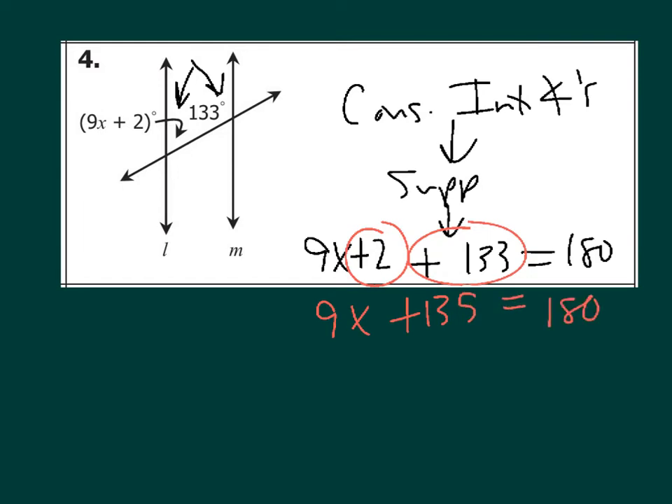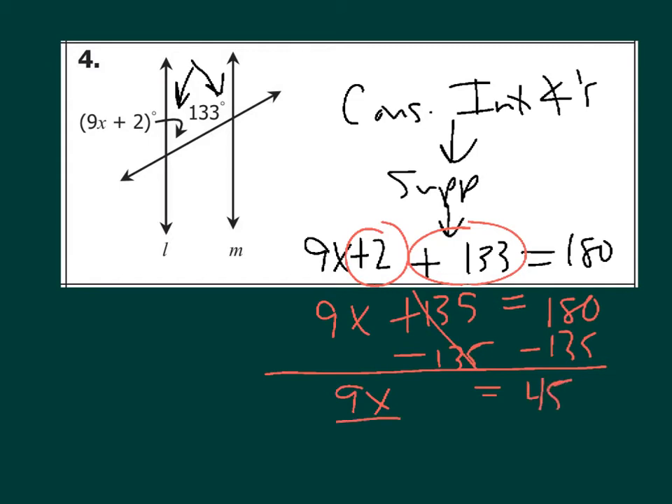Got a little reckless with my 5 there. Equals 180. I'm going to subtract 135 from both sides, right? Remember, the goal is to isolate the variable using inverse operations. 9x, that cancels out. 180 minus 135 is 45. Divide by 9, divide by 9, and x is equal to 5.